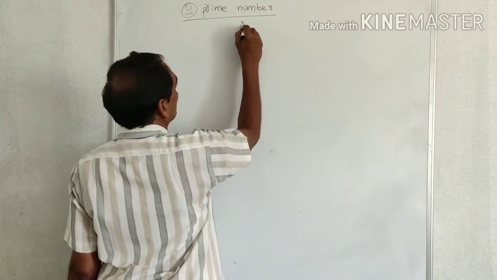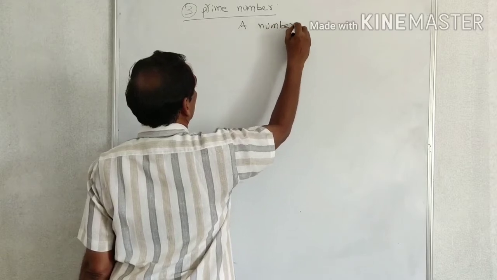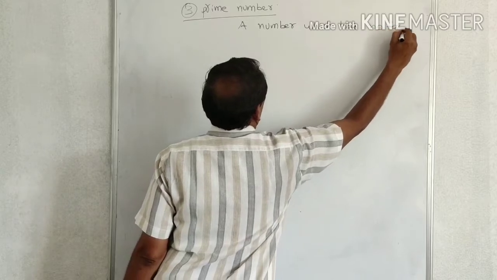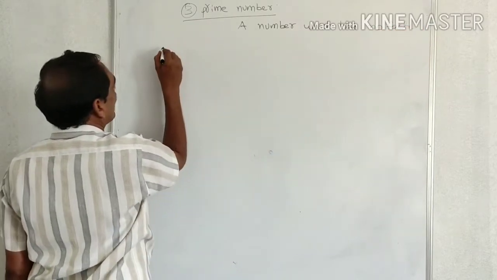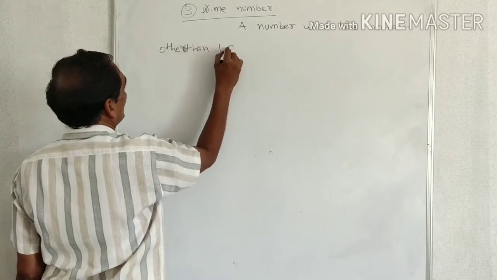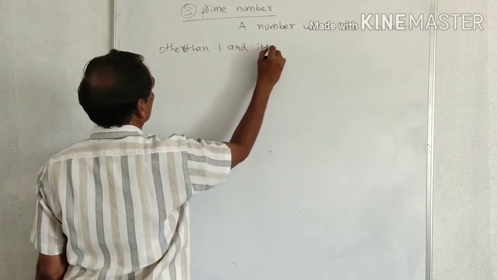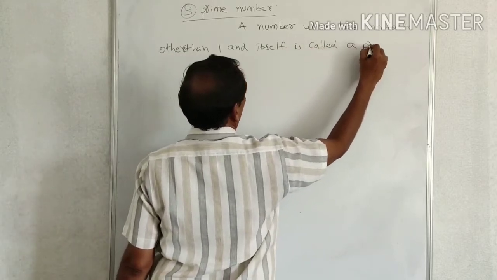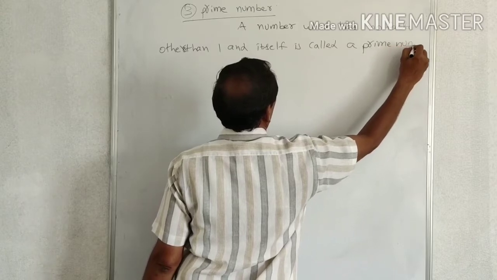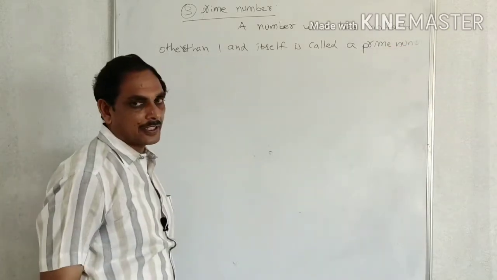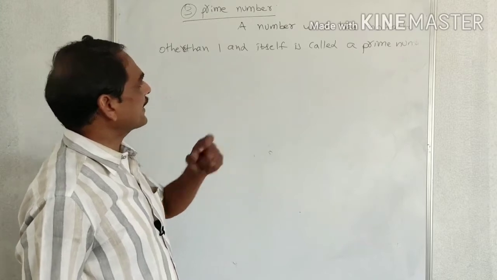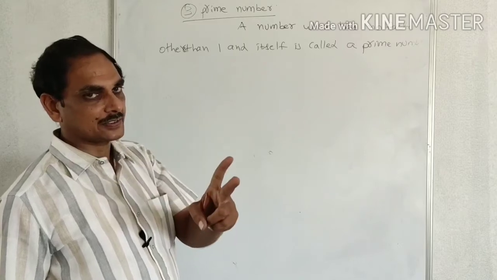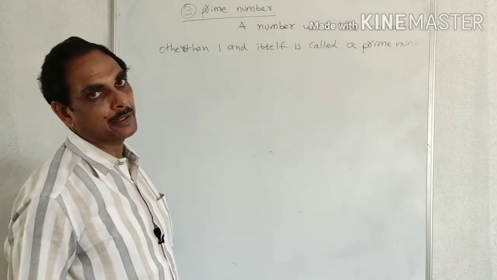A number which has no factor other than 1 and itself is called a prime number. So a number which has no factors other than 1 and itself, so a number which has only two factors, then the number is called a prime number.